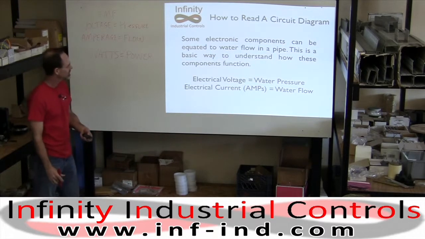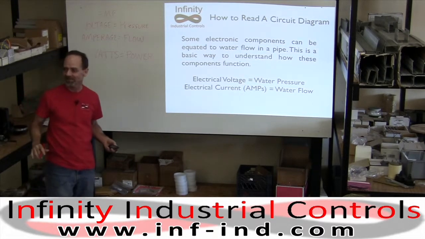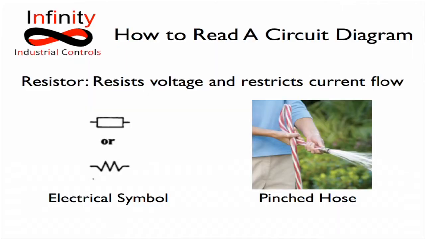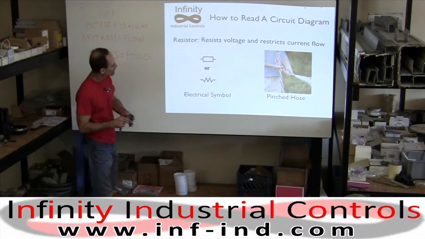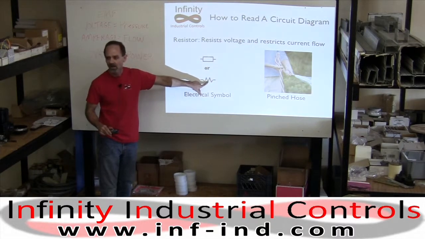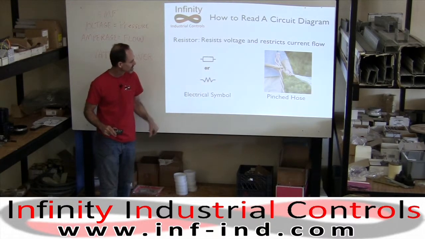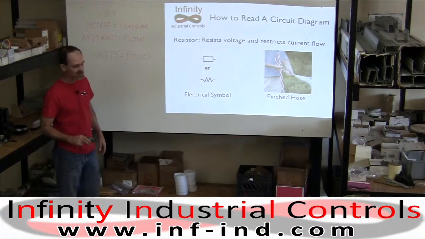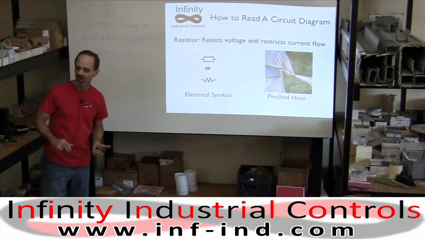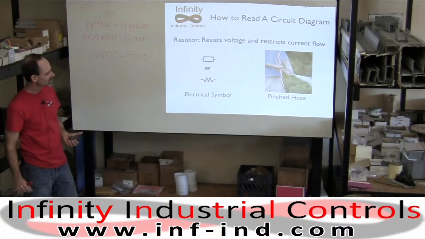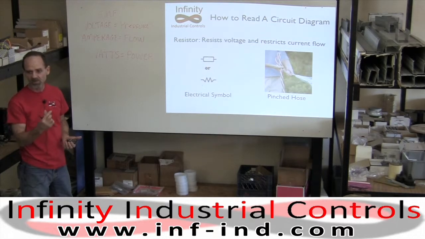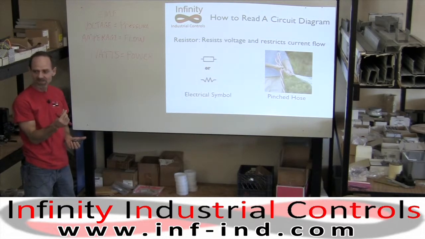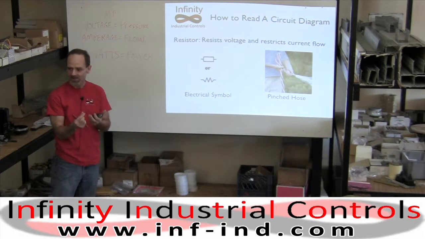All right, let's go on to the next thing. Everybody got that? That's pretty simple, basic. Okay, so next thing we're going over is the resistor. It resists voltage and restricts current flow. Generally, you'll see this symbol on electrical diagrams. It's basically resistance to current flow. If you think of it in a pipe, a resistor would be as if you were pinching the pipe, and that resists current flow.